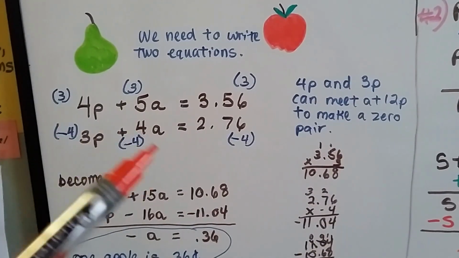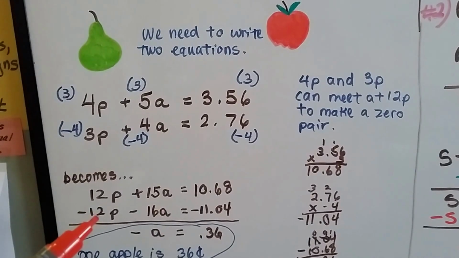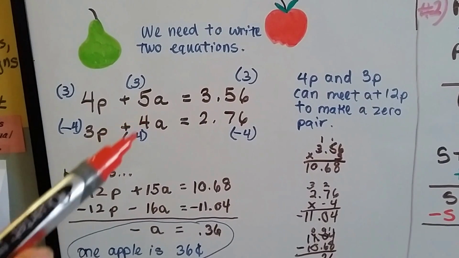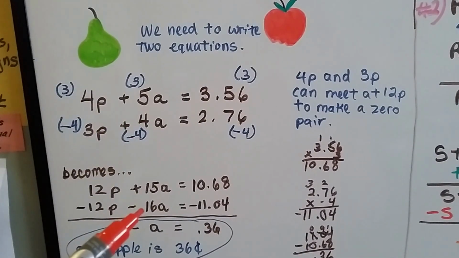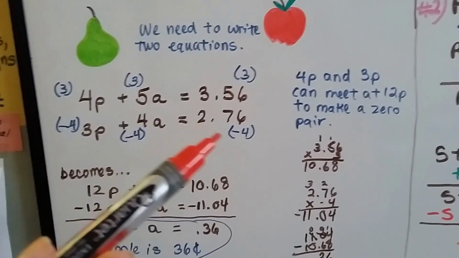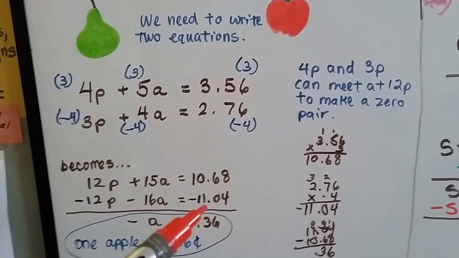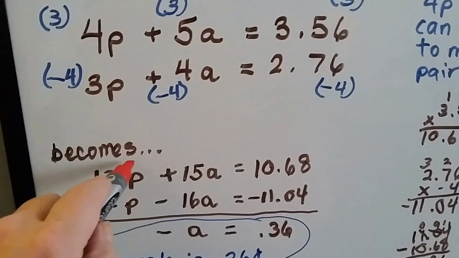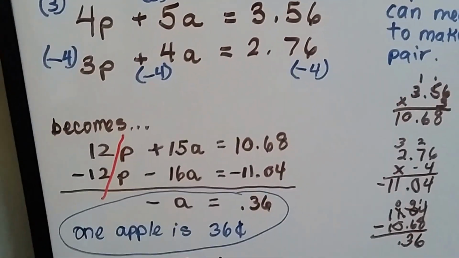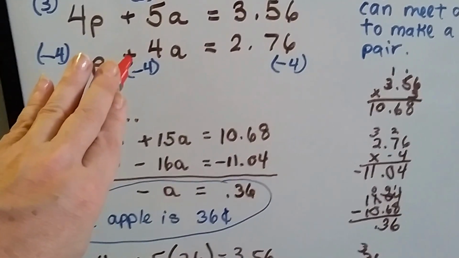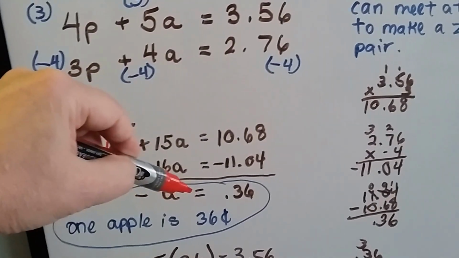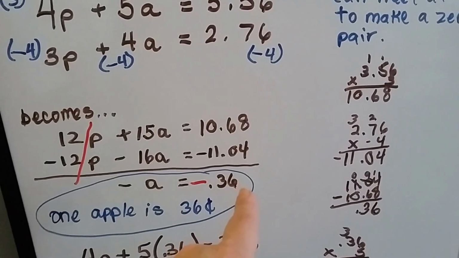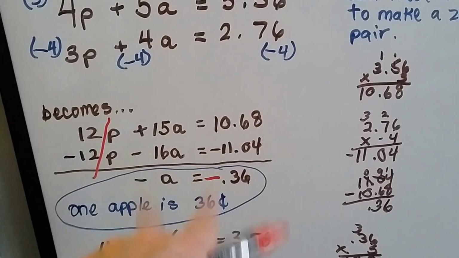And now we're going to multiply each of these terms by a negative number. So we have negative 12p plus negative 16a, because 4 times negative 4 is negative 16a. And then we multiply this by negative 4, and we get negative $11.04. Now we can see that this created a 0 pair, didn't it? So that's canceled out. That's gone. And we end up with just negative a is equal to negative 36 cents. So we can drop the negative sign from each side.